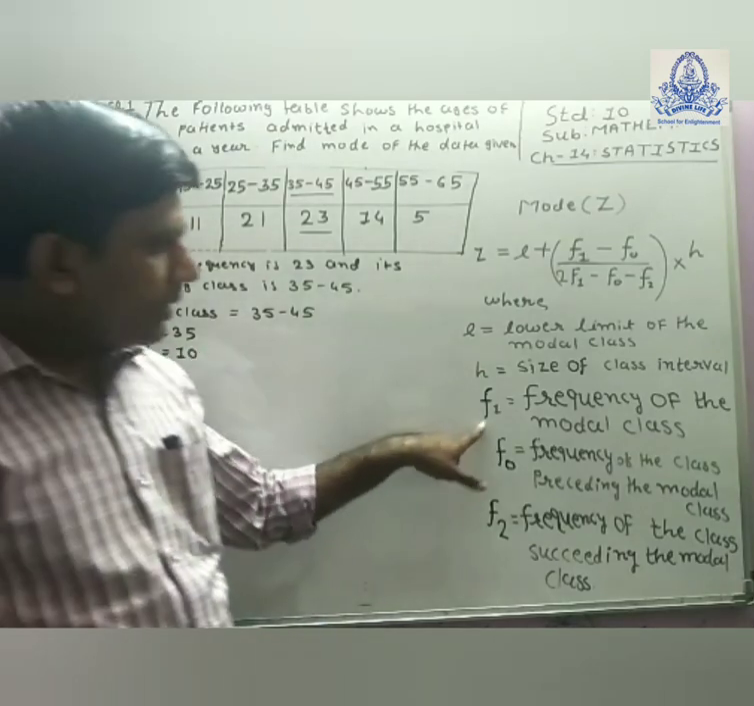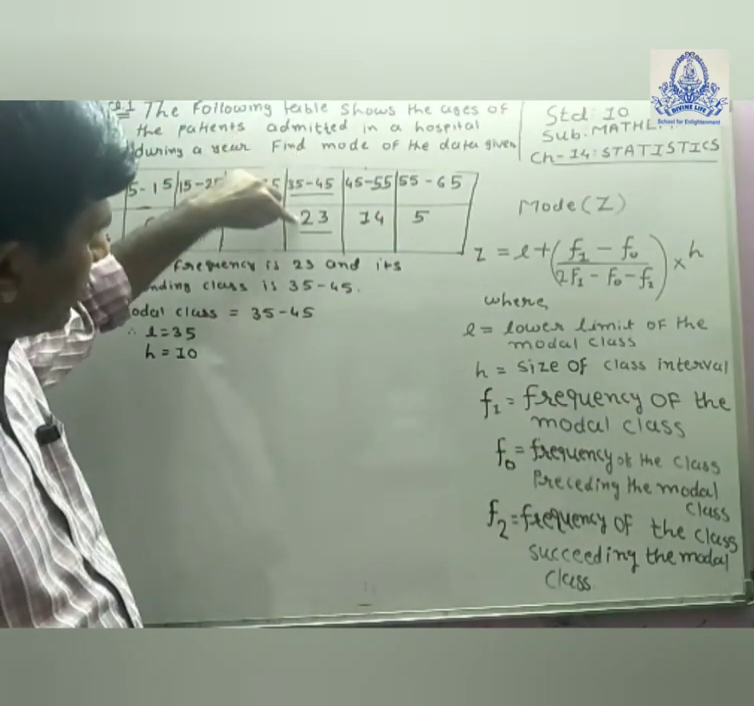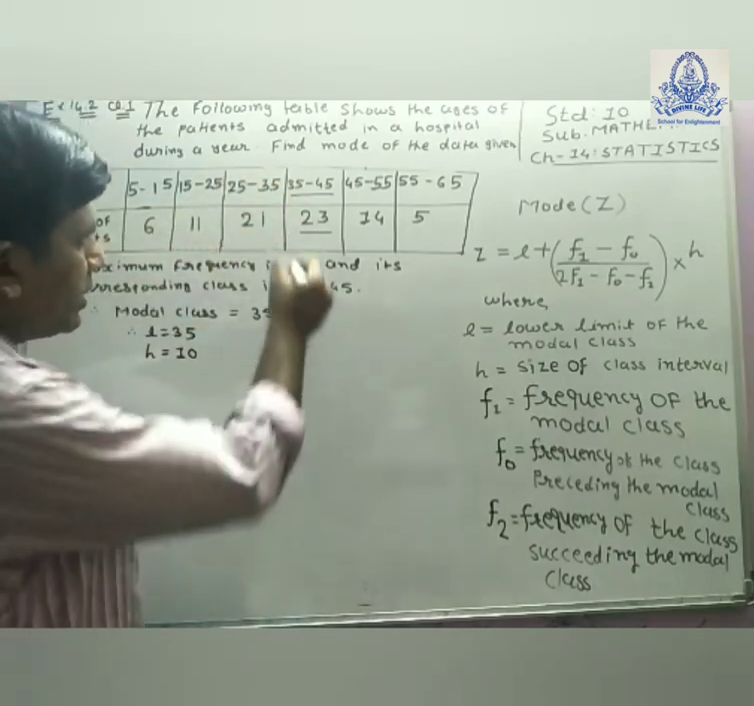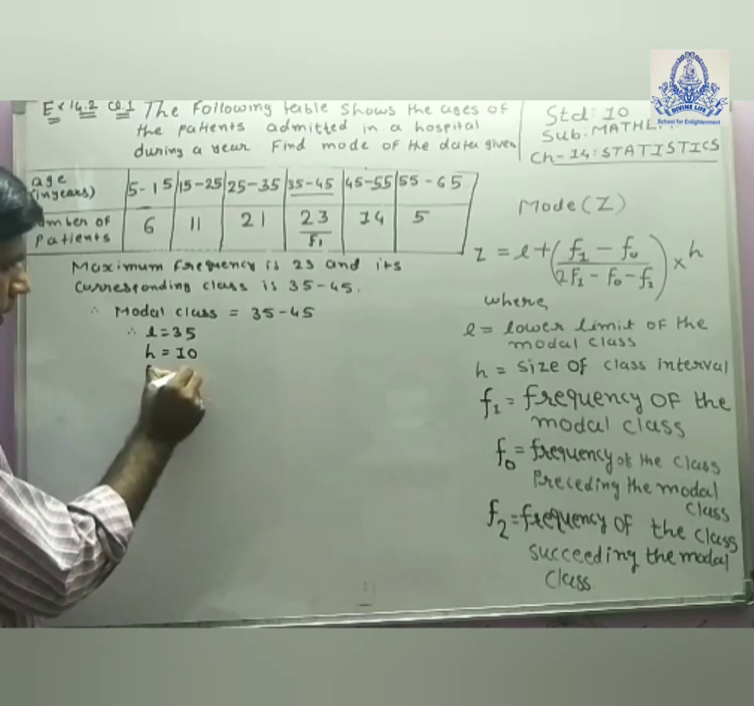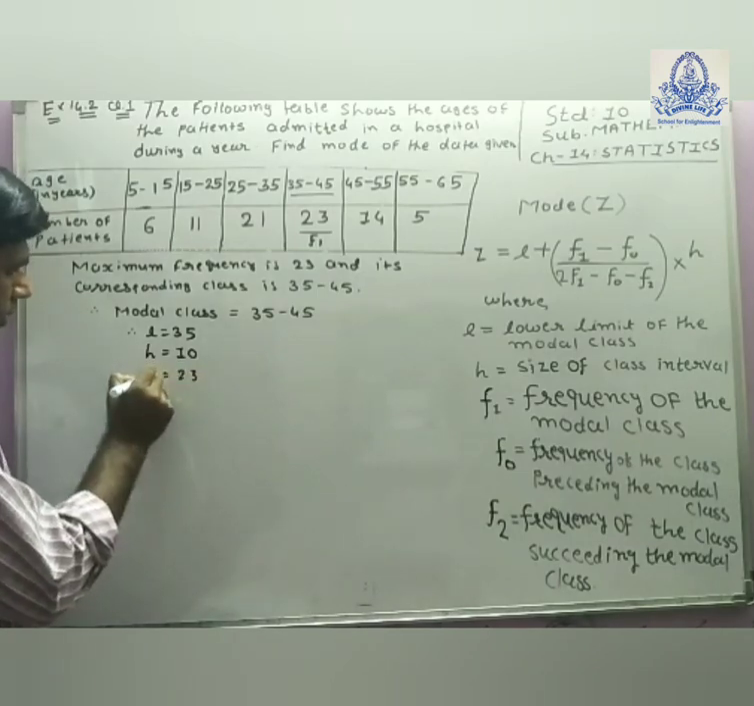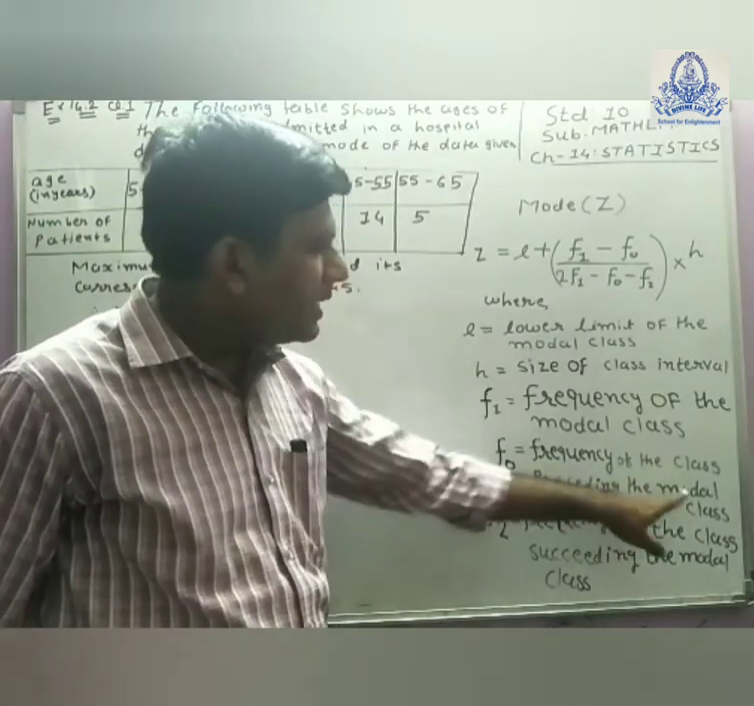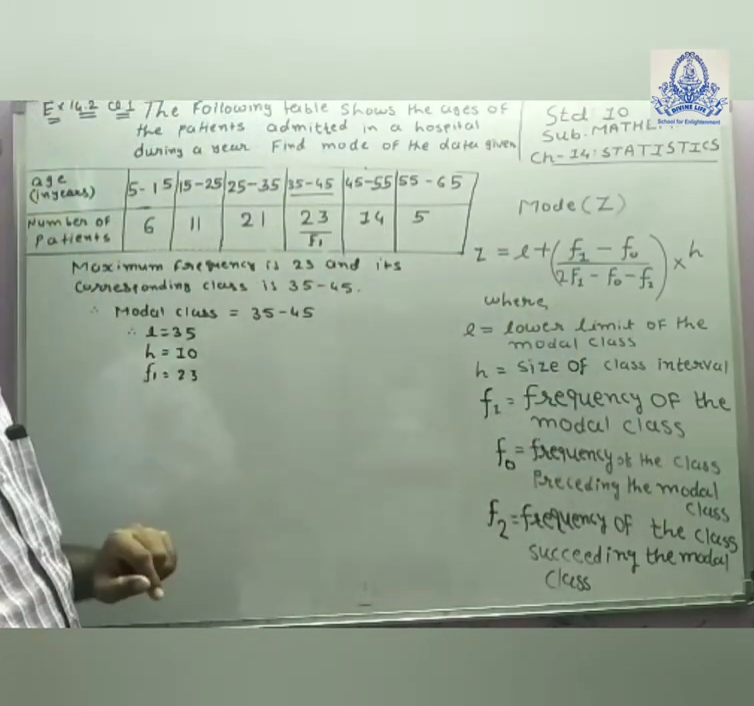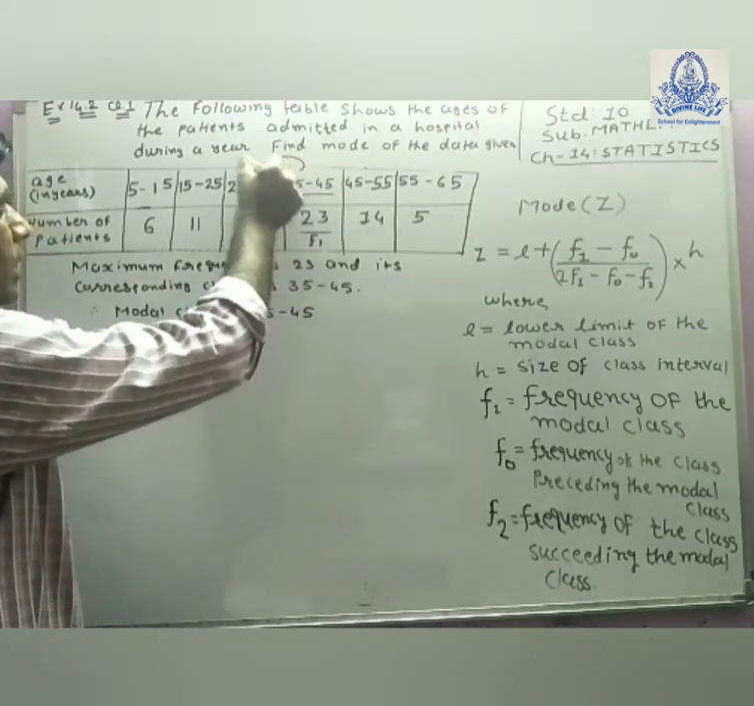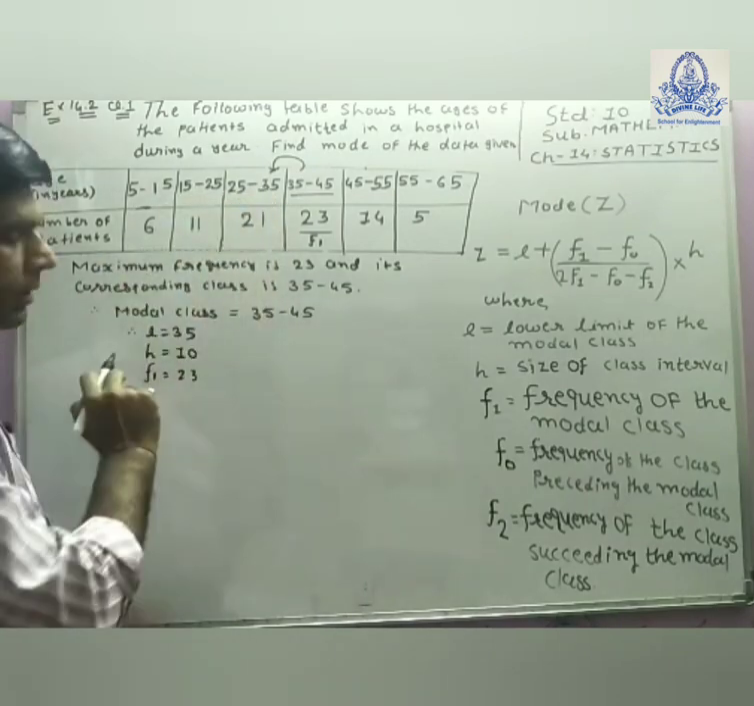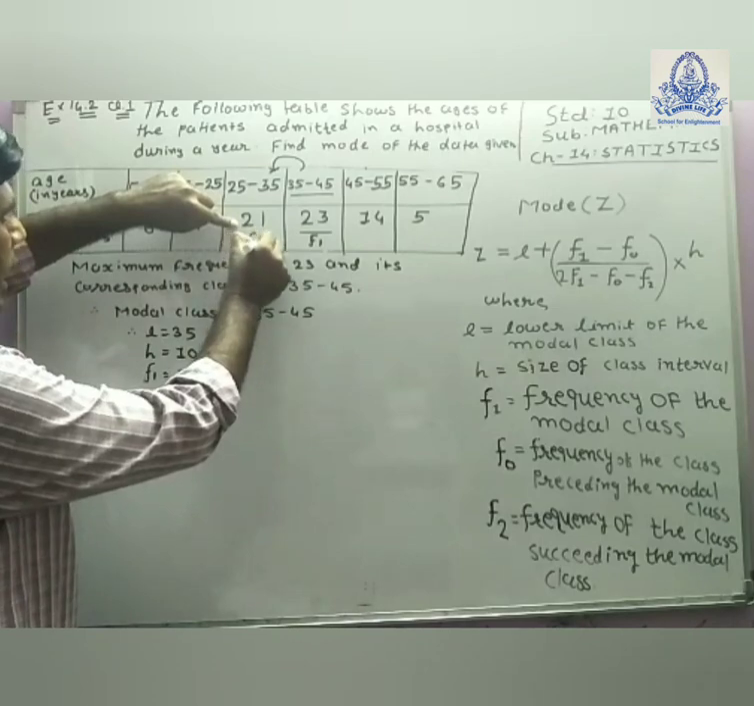Now F1, the frequency of the modal class. This is our modal class and its frequency is 23. So F1 equals 23. Now F0, the frequency of the class preceding the modal class. The class preceding the modal class is 25 to 35 and its frequency is 21. So F0 equals 21.